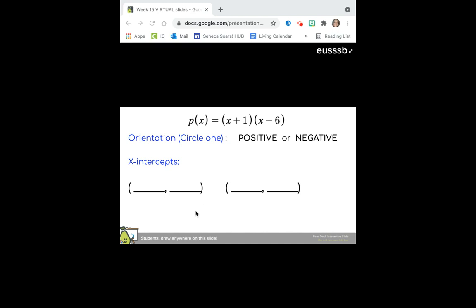All right, go ahead and try this one. So same thing. What's the orientation? What are your x-intercepts?